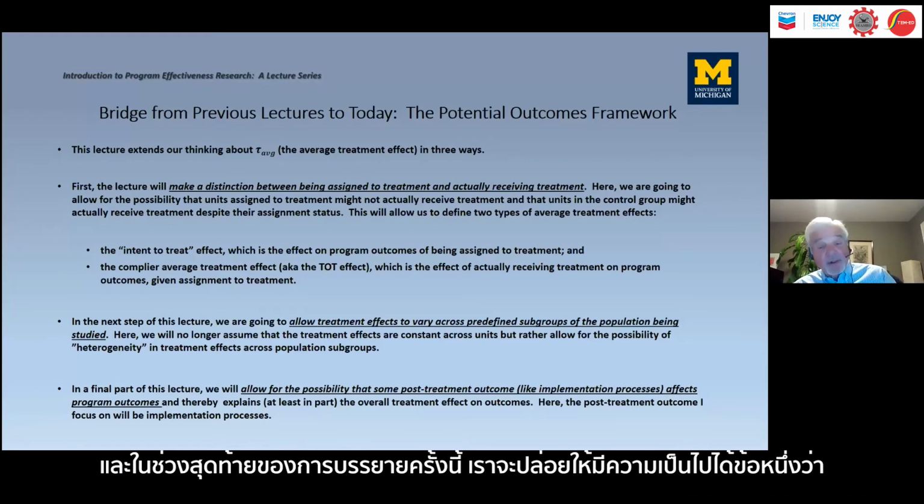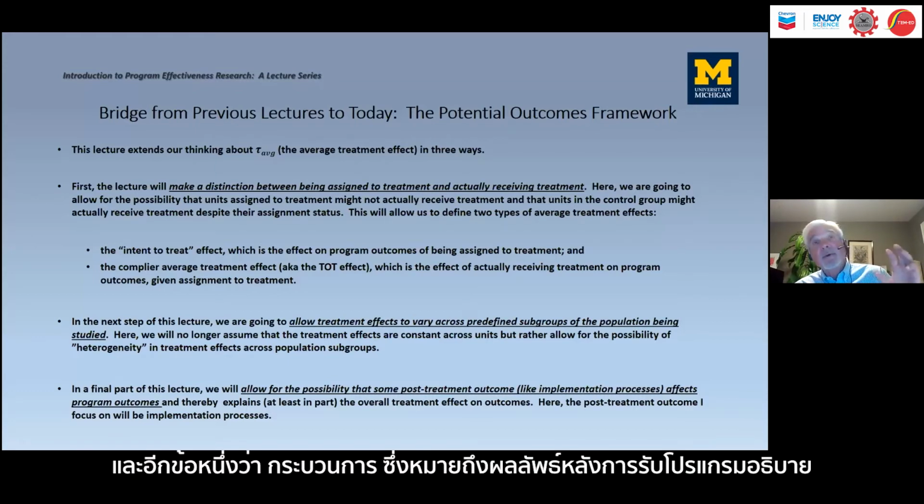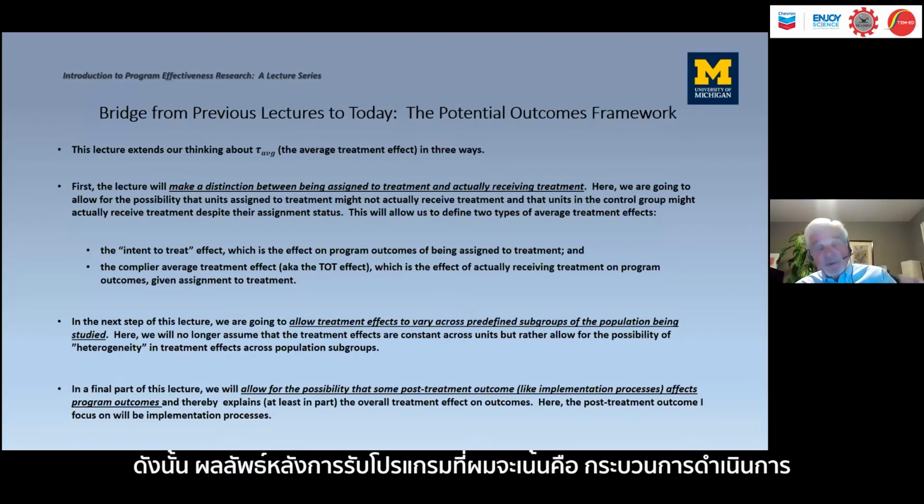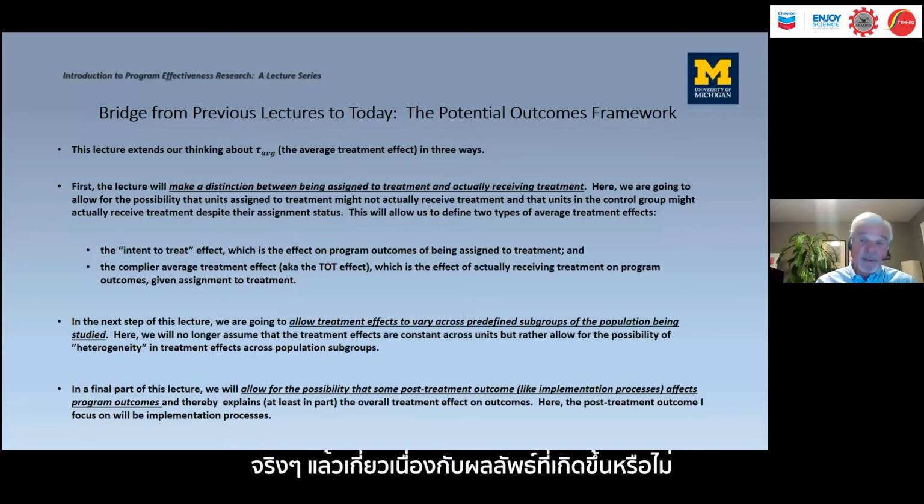And in the final part of this lecture, we're going to allow for the possibility that some post-treatment outcome, in our case, implementation processes, affect program outcomes, and that process, the post-treatment outcome, explains, at least in part, the direct effect of assignment to treatment on outcomes. So the post-treatment outcome that I'm going to focus on is implementation processes, and this is where we test whether our theory of implementation is actually germane to the outcomes being produced.